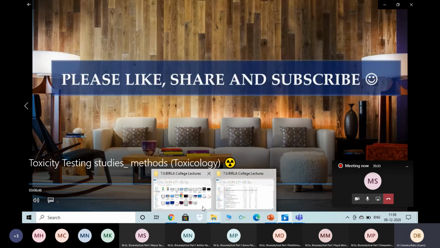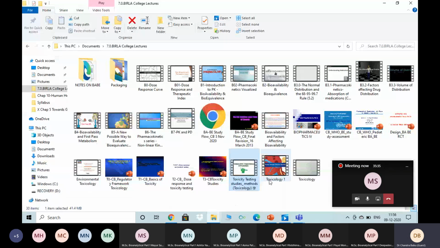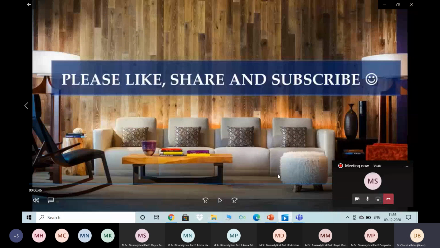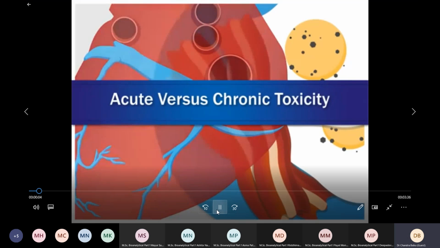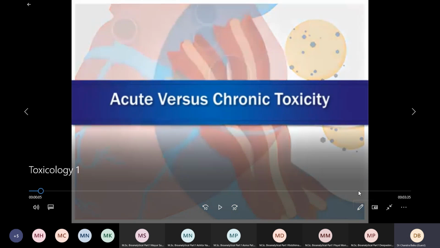So next, I'll show you something on toxicology, a general version of about 4 minutes' detail of toxicology. This is a comparison of acute versus chronic toxicity.